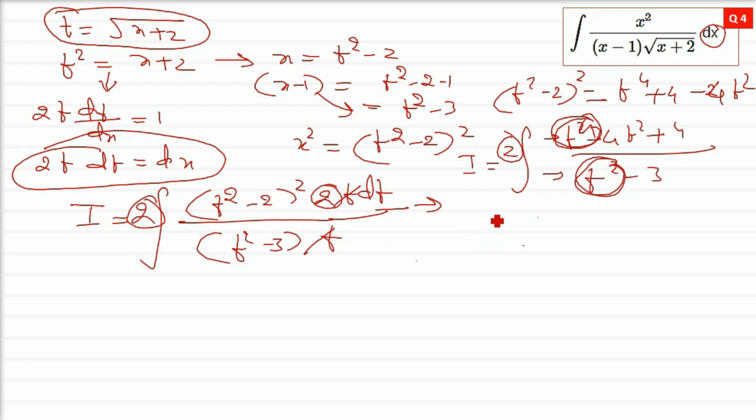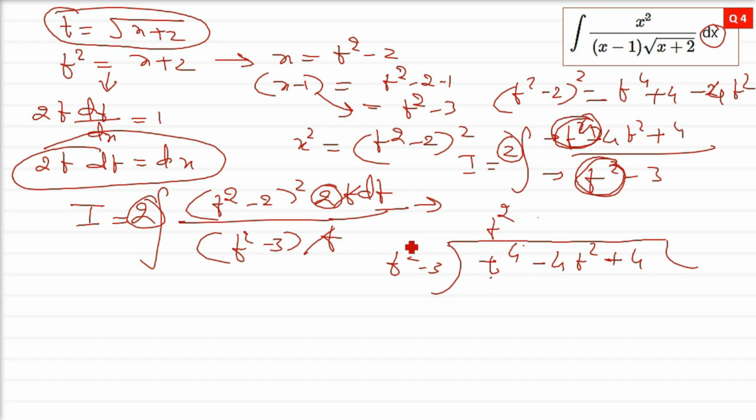So we need to divide this. We have to divide t raised 4 minus 4t square plus 4 with t square minus 3. So I am dividing. This will be t square. We need a t square, for that we need a t square here. t square multiplied by t square will be t raised 4, so t raised 4 will come here, minus 3t square. Now you can subtract these two. This gets cancelled. It will be negative t square and plus 4.